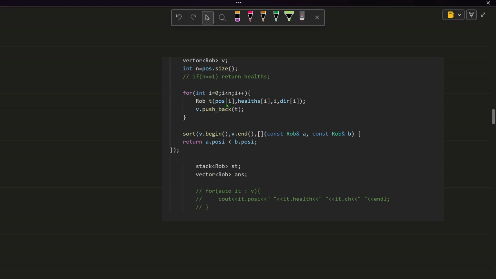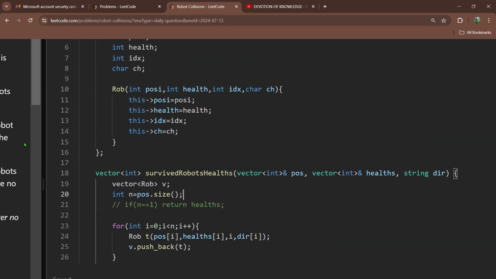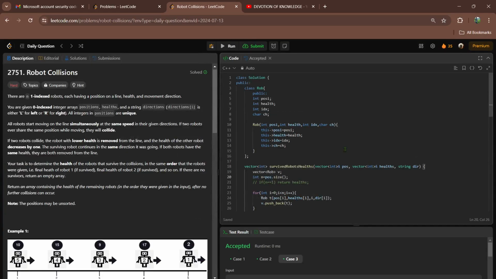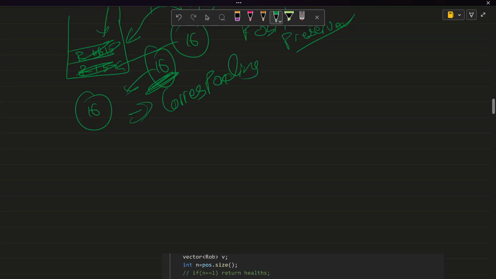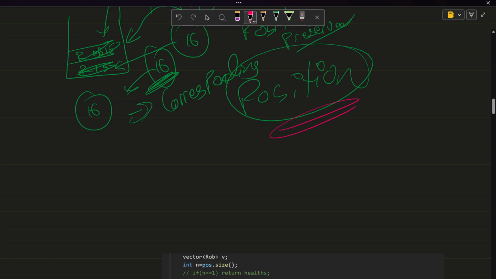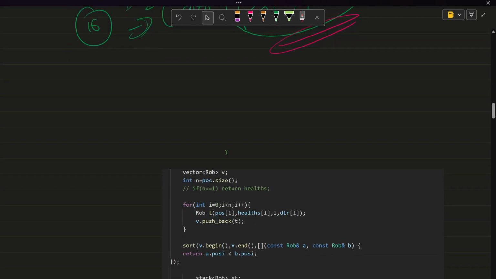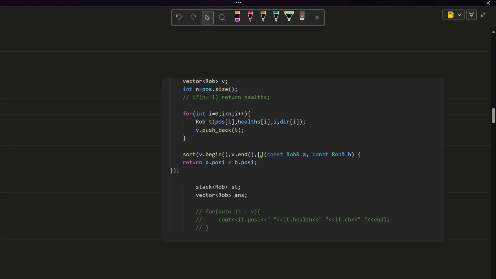So the first one is the position, as mentioned in the question, then the class members: position, health, index, and the character, which is going to be either left or right. So yes, here it is. And after assigning this, as I told you, we are going to initially sort by position. Initial sort will be of position. So I am just using a comparator function, and yes, a lambda function is used: v dot begin, v dot end.